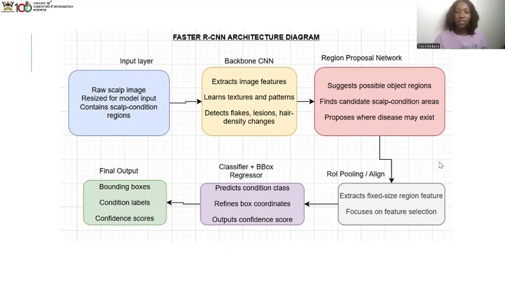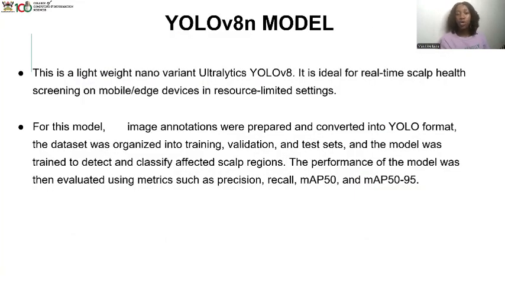So on our next slide, we're having the YOLOv8n model. This is the You Only Look Once model. It is the lightweight nano variant of Ultralytics YOLOv8. The N stands for nano variant, and by nano variant we mean that it is a lightweight model. It is lightweight and very efficient, and this makes it ideal for real-time scalp health screening on mobile and edge devices in resource-limited settings.